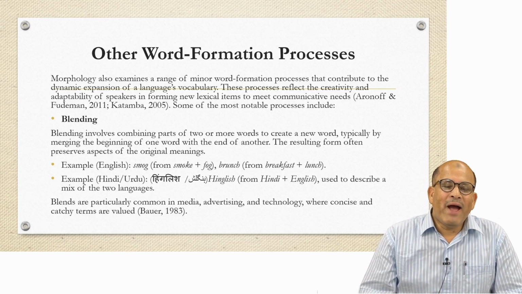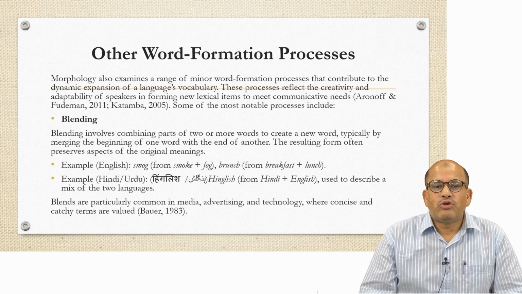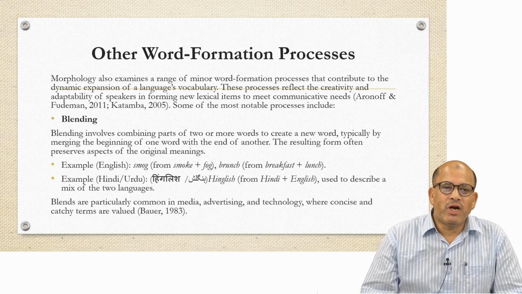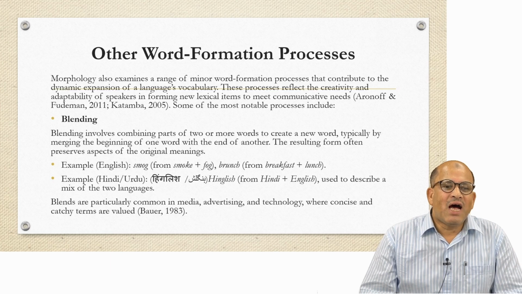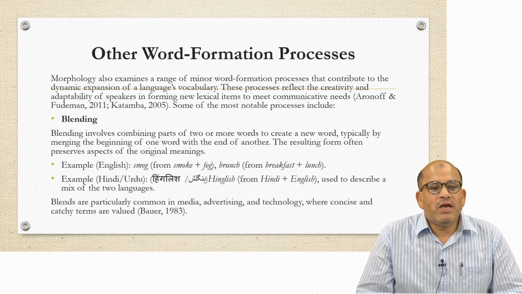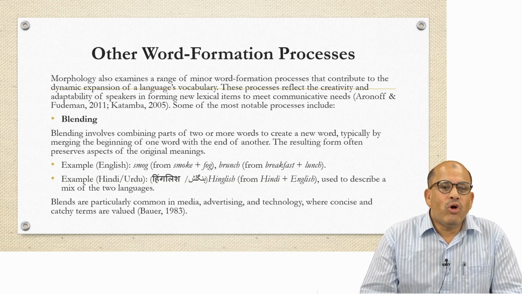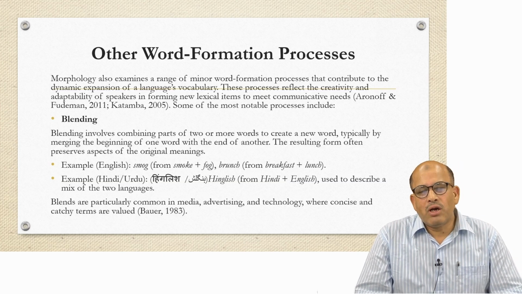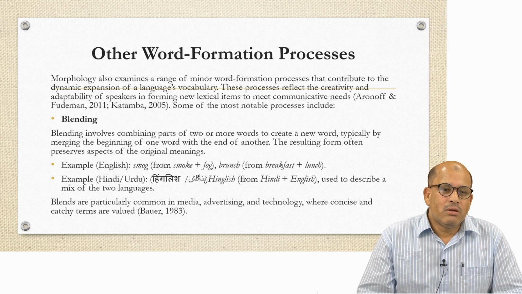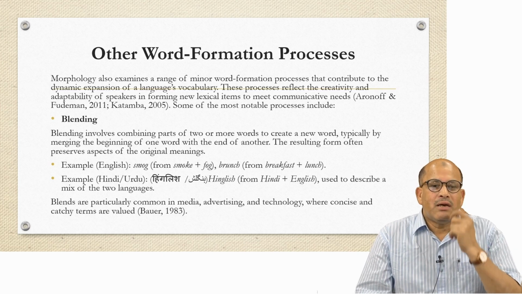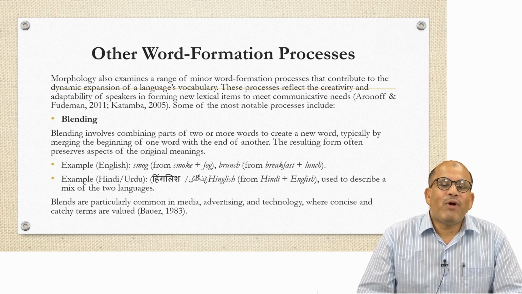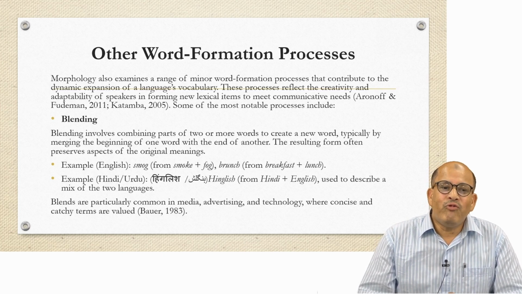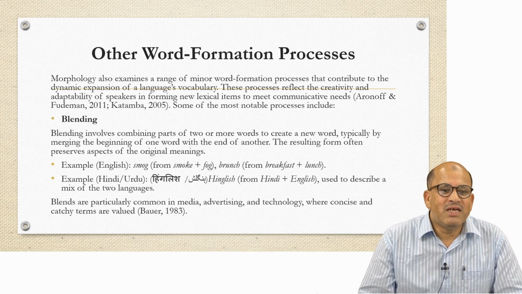Blending involves combining parts of two or more words to create a new word, typically by merging the beginning of one word with the end of another. The resulting form often preserves aspects of the original meaning. So if you look at this example of English, smog is used for smoke plus fog. Then we have brunch, from breakfast and lunch. Basically, by merging the beginning of one word with the end of another, we form this blending.